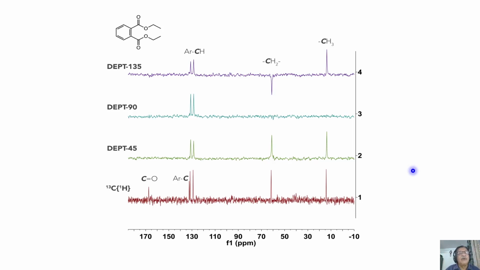This way, even in a very complex molecule, you can do the decoupled spectrum and also identify the carbons based on the protons attached and make the assignment. So this is an important experiment, DEPT. Please remember, you need to do DEPT 45, DEPT 90 and DEPT 135 for identification.